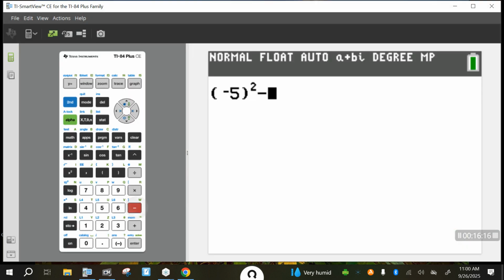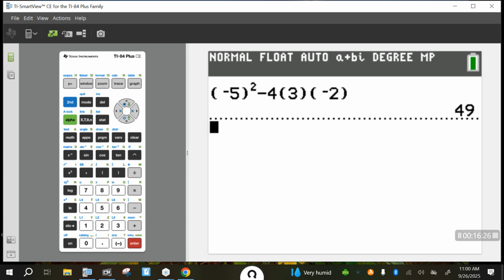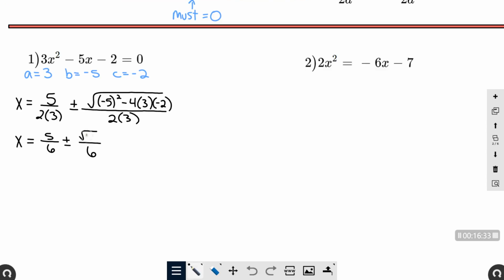So it's b squared in parentheses minus 4ac. So it's 4 times 3 times negative 2. So underneath that square root, we have 49. Now, the good news is 49 is a perfect square. What's the square root of 49? 7. So we have 5 sixths plus or minus 7 sixths.